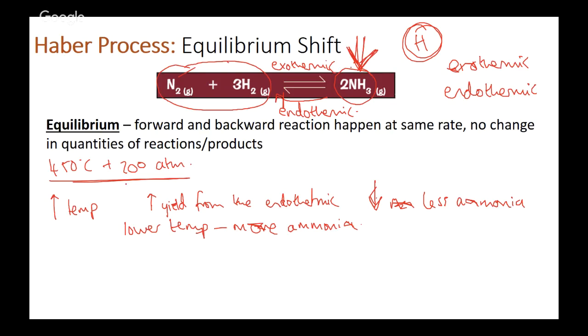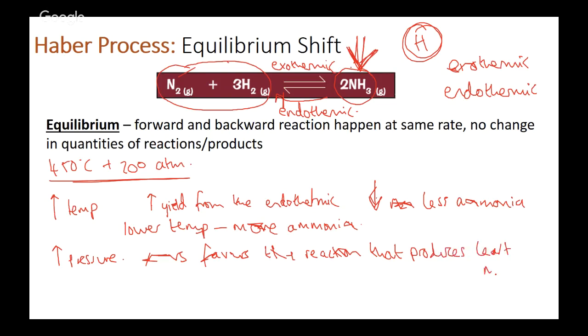Looking at pressure then, pressure here is at 200 atmospheres. If you increase the pressure in a reaction, because we're talking about gases, we can talk about pressure, it favours the reaction that produces the least number of molecules. Let's put least molecules down here.